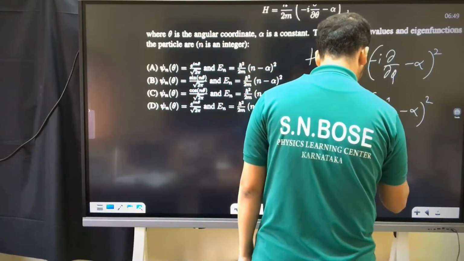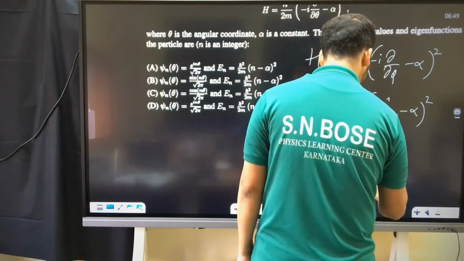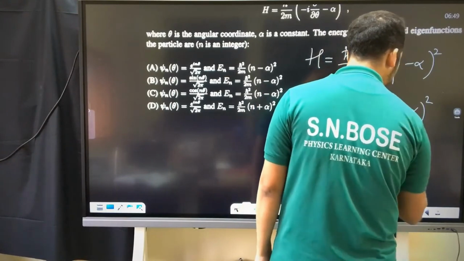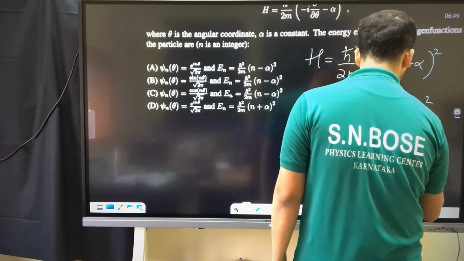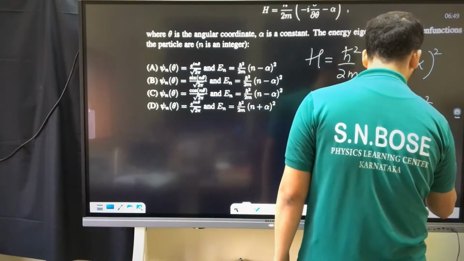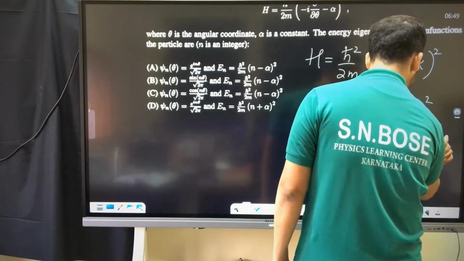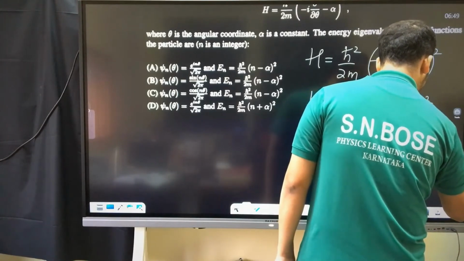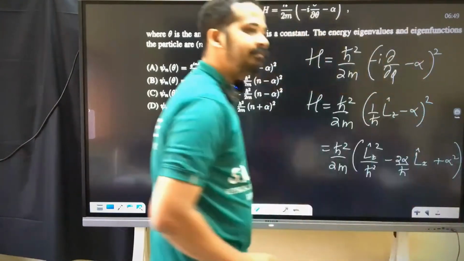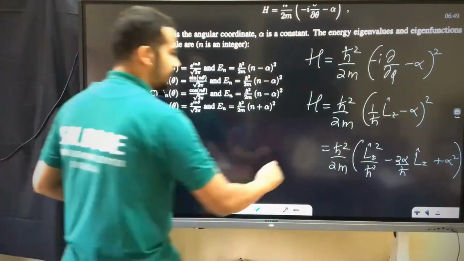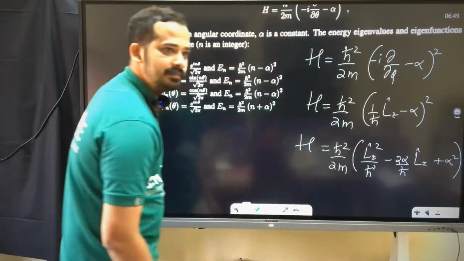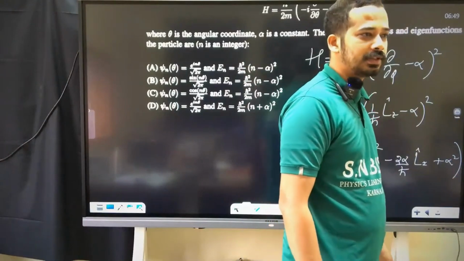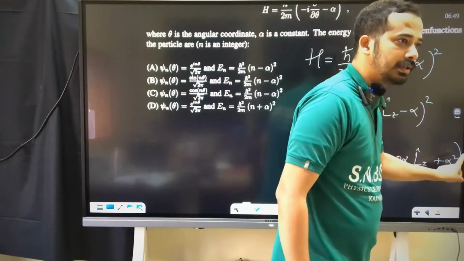Lz cap square by h bar square, square of this one, plus alpha square, or alpha square I'll write later, minus 2 alpha by h bar Lz cap, plus alpha square. What is the eigenvalue? Lz eigenfunction is the eigenfunction of this one. You can just check this out. Alpha square into I, here.